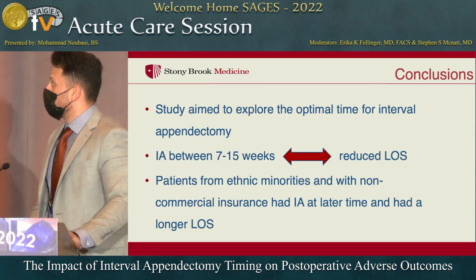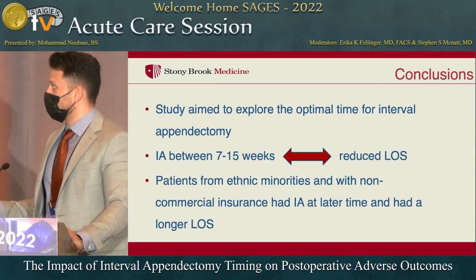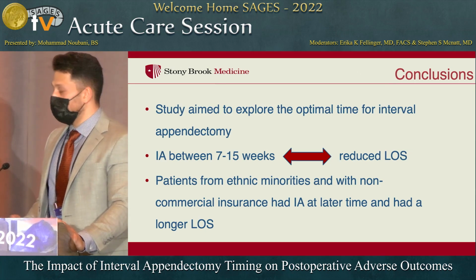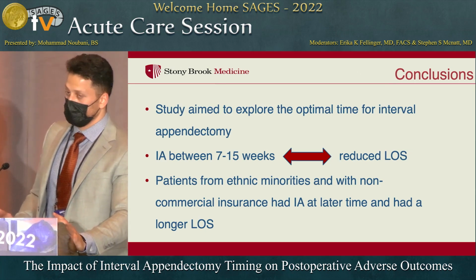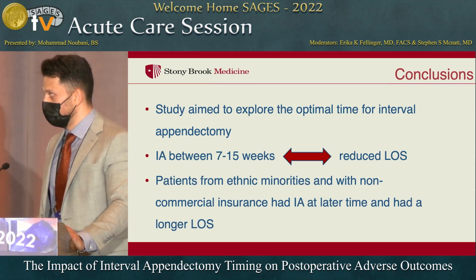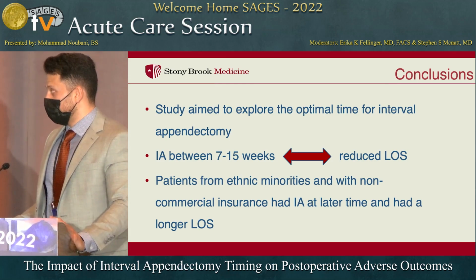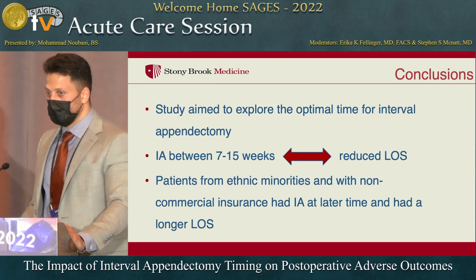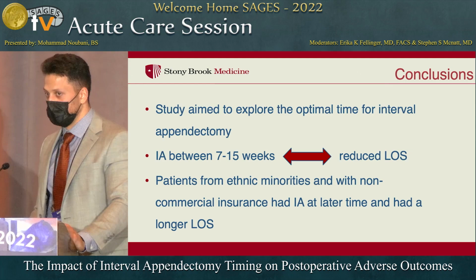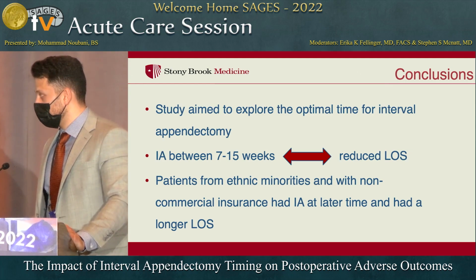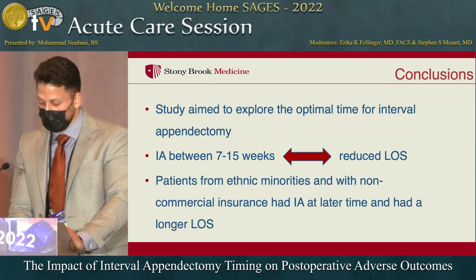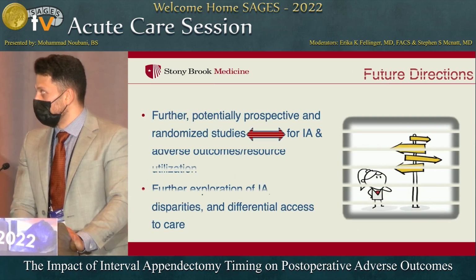Okay. So in conclusion, our study aimed to look at the optimal time interval for interval appendectomy. And our study showed that interval appendectomy between 7 to 15 weeks is the one that is associated with the least length of stay. We also found that patients who are from ethnic minorities and those with non-commercial insurance had their interval appendectomy at a later time point and also had a longer length of stay after their interval appy. So where do we go from here?